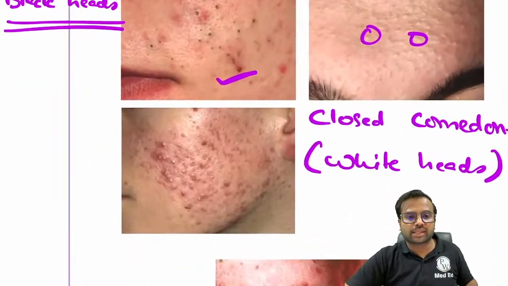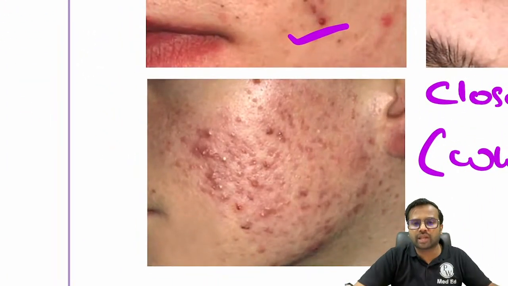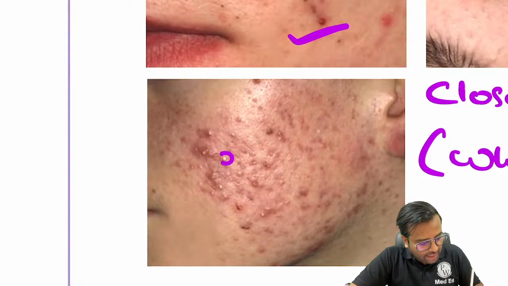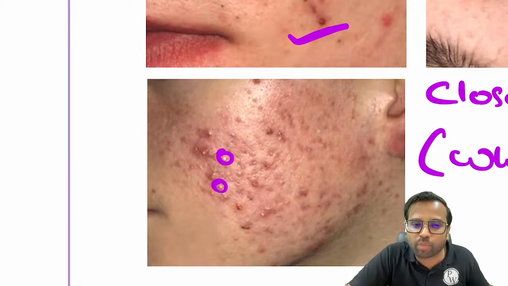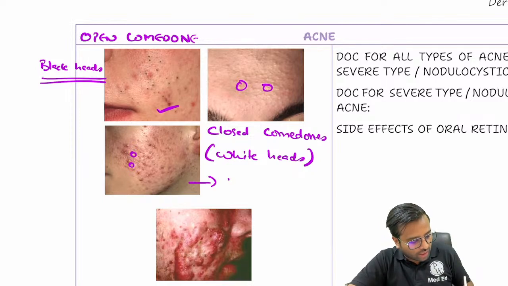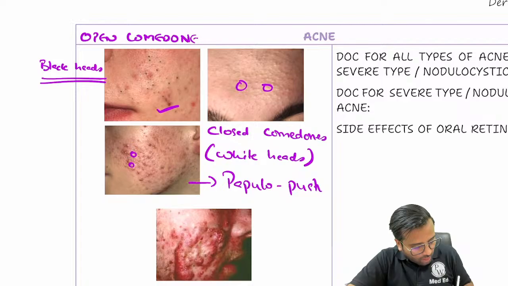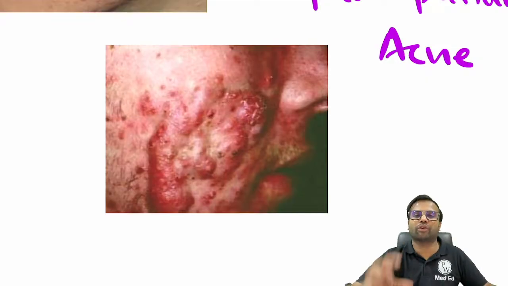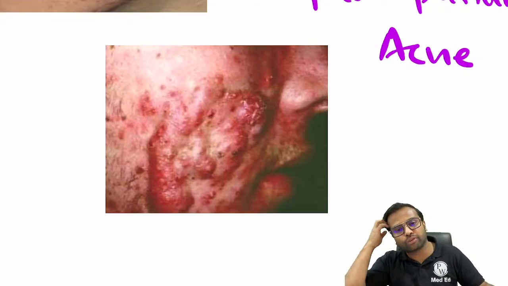And how about this third one? This third image, I have zoomed it maximum for you because I can see both papules as well as some lesions like this. Small pustules can also be seen. So this would be papulopustular acne.